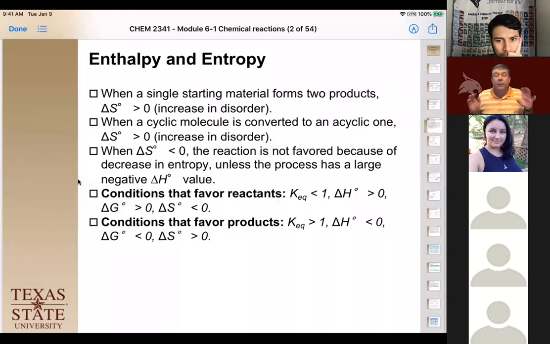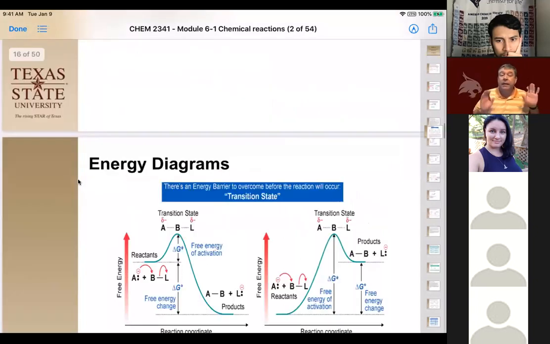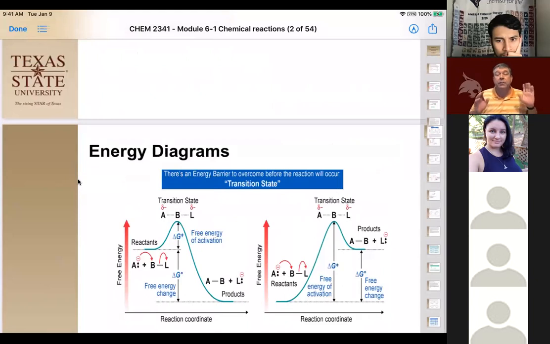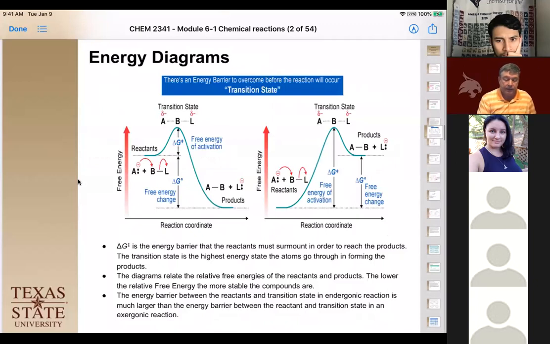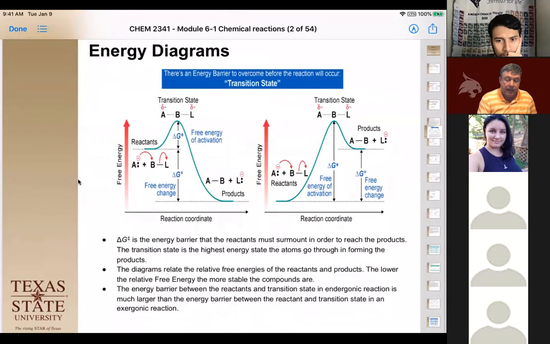Okay, so how do we use this? Well, we typically don't do any of these calculations. We typically just look at our energy diagram, and our energy diagram tells us all these things in a nice visual manner. So in this case, let's look at a reaction, and we're going to say that this reaction happens in one step.